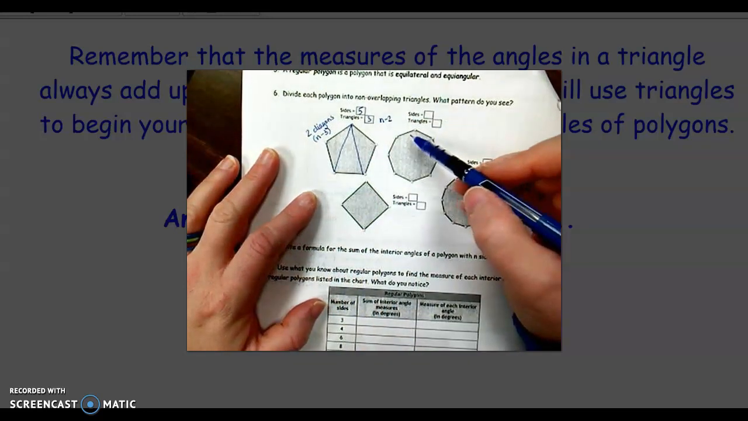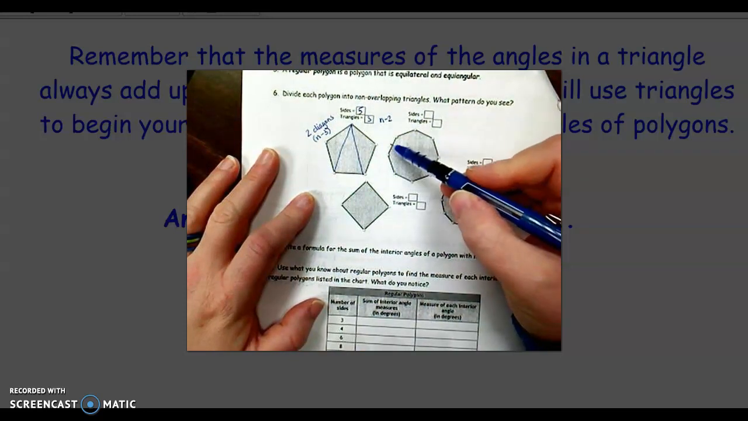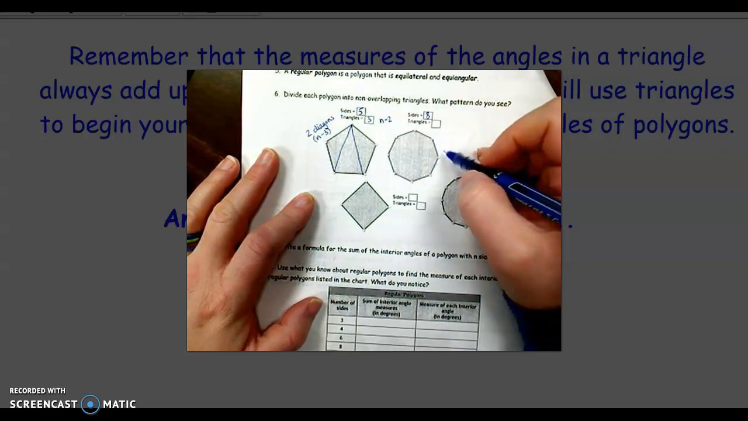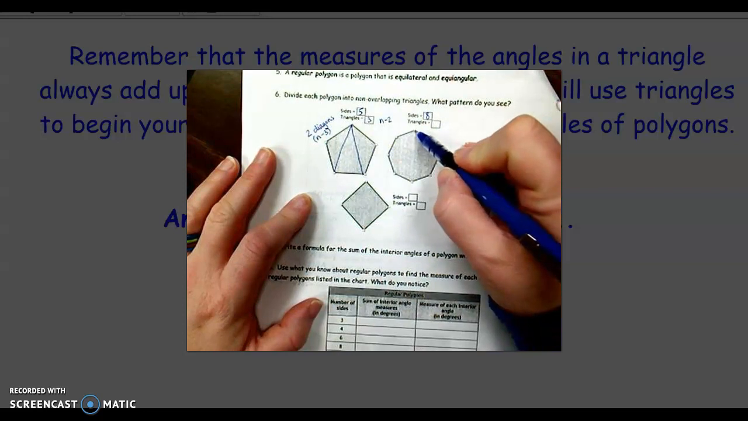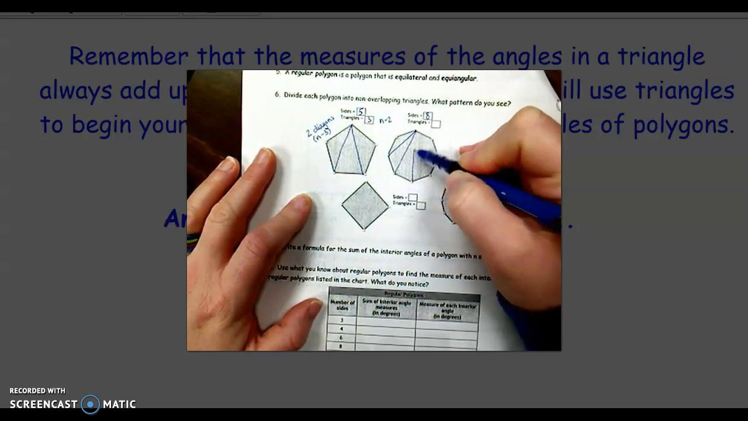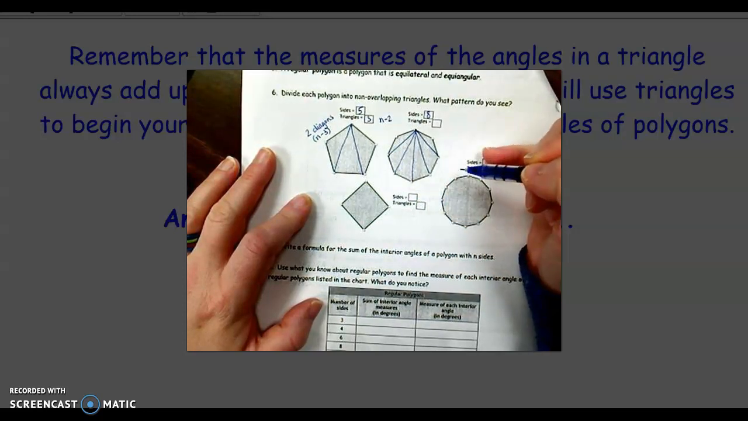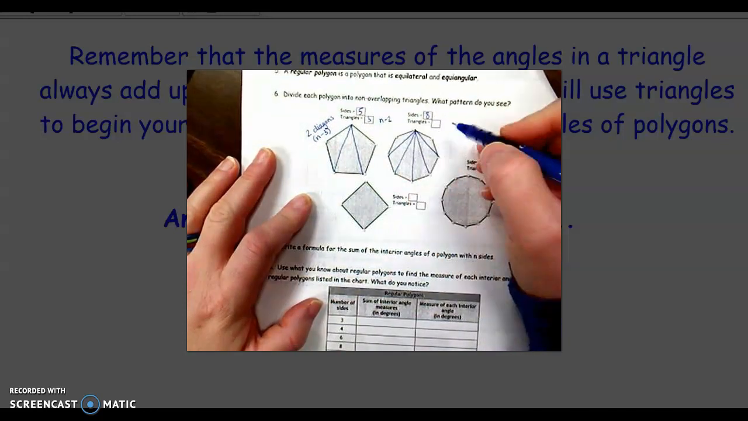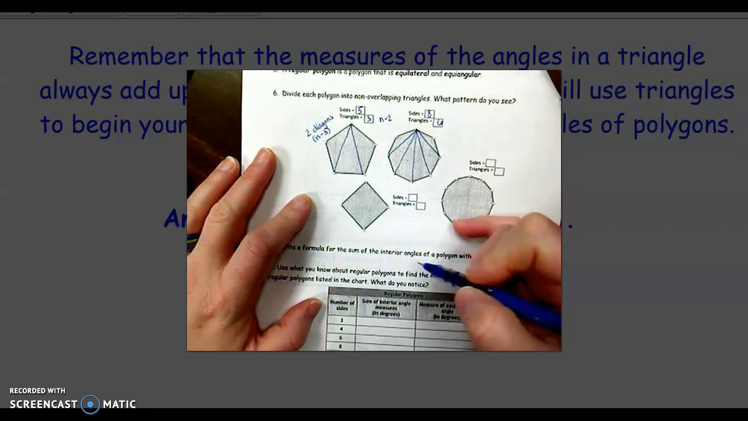So the number of sides of this figure, 1, 2, 3, 4, 5, 6, 7, 8. So it's an octagon. The number of diagonals should be n minus 3, which is 5. So let's go from this vertex. Here's 1, 2, 3, 4, 5 diagonals. And the number of triangles should be n minus 2. 8 minus 2 is 6. 1, 2, 3, 4, 5, 6.